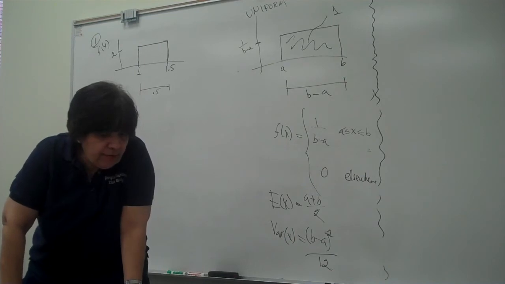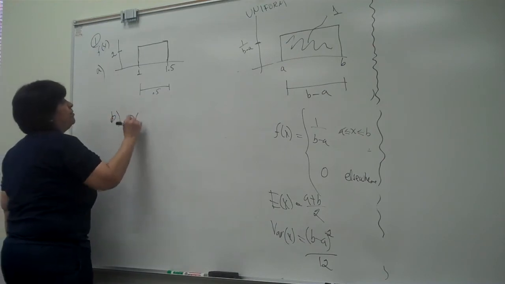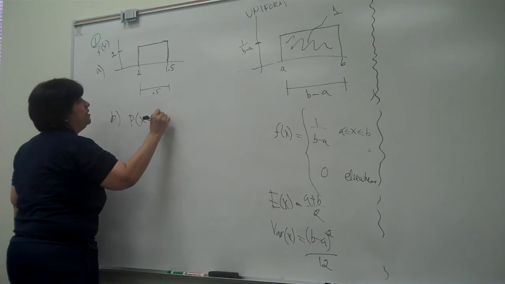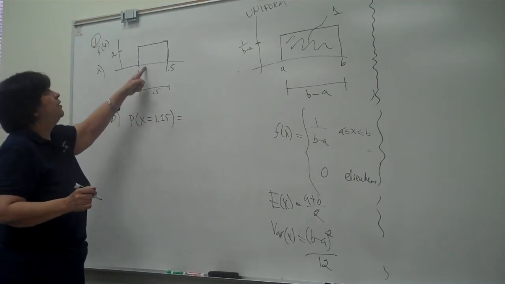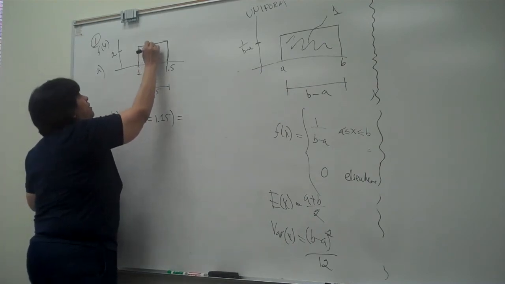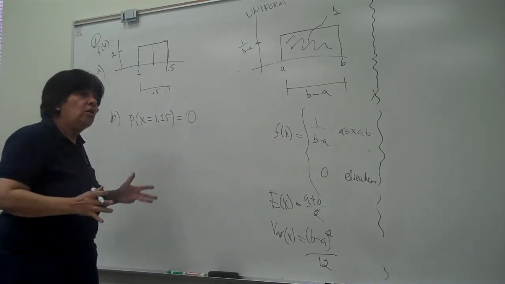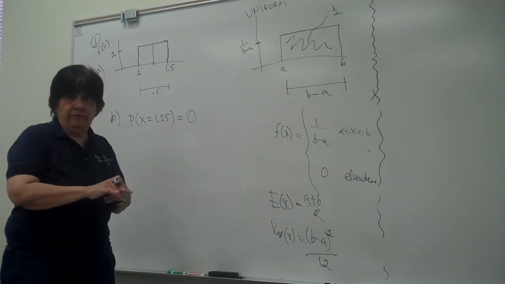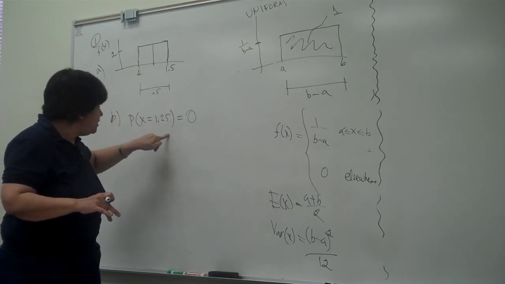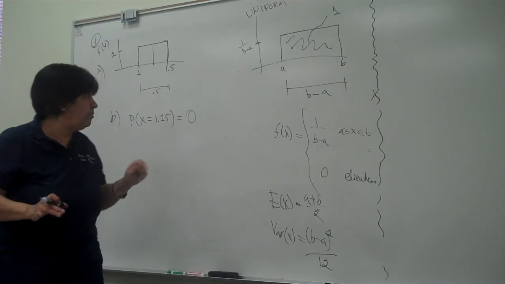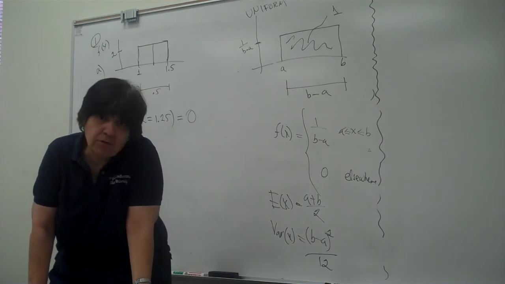Compute the probability of x equal to 1.25. This is a, this is b. What is the probability that x is equal to 1.25? Remember that I told you this is 1.25, right? What is this probability? 0. There is no area over here. For all continuous variables, the probability of a particular number is equal to 0. So the probability of x equal to 1.25 is equal to 0, because there is no area.